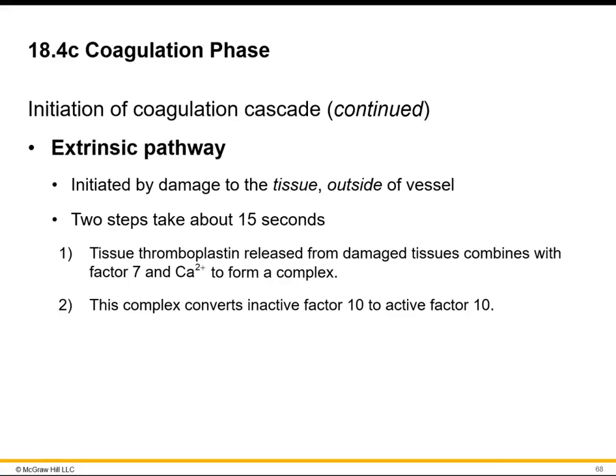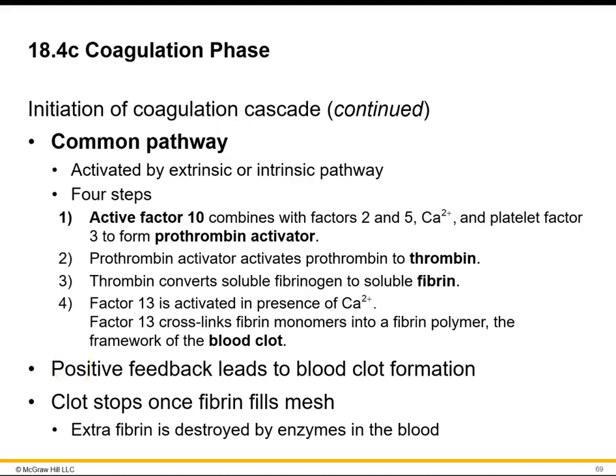Or you can have the extrinsic pathway. Now this is going to be initiated by damage to the tissue outside of the vessel itself. What happens here is tissue thromboplastin is released from those damaged tissues, and it combines with factor 7 and calcium to form a complex, and then that complex converts inactive factor 10 to active factor 10. Once you get to active factor 10, you're in the common pathway.